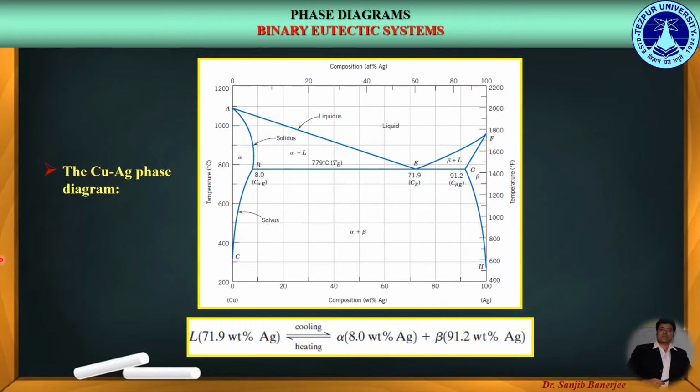Now, the alloy on the left hand side of the eutectic composition in a binary phase diagram is known as hypoeutectic, whereas on the right hand side of the eutectic point it is called hypereutectic. So these are the basics of the binary eutectic phase diagram and the eutectic reaction.